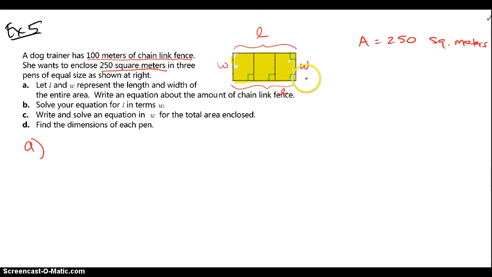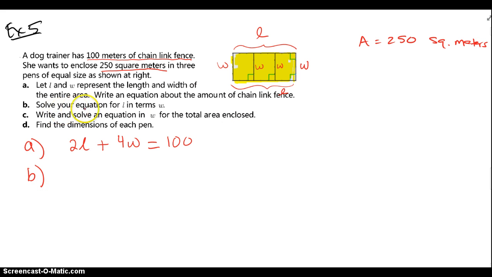However, the chain not only has to go all the way around, but fill the insides as well. So fill that W and fill that W. So I have to add up everything and equal it to 100 meters, which is how much the dog trainer has available. So I have L and L, that's 2L, plus 1, 2, 3, 4 W's. Remember, I'm not multiplying, I'm adding the W's, so not W to the 4th, but 4W, equals 100 meters is available for all of this.